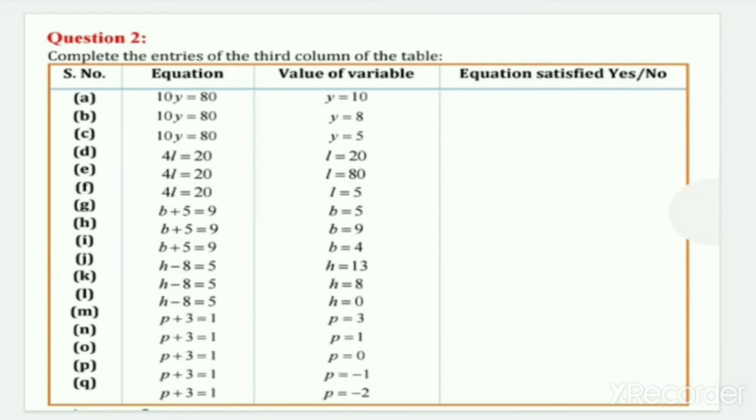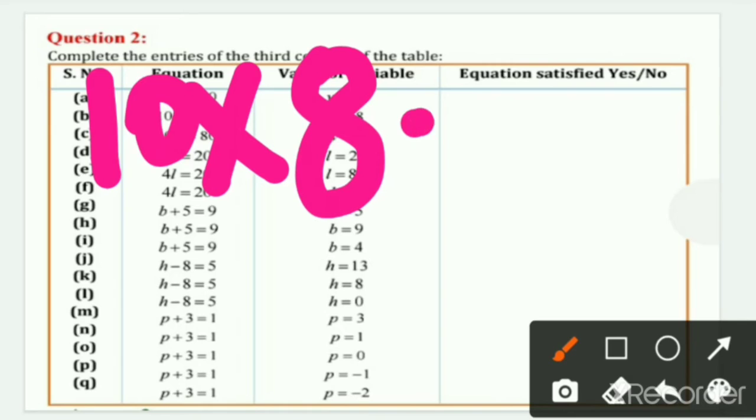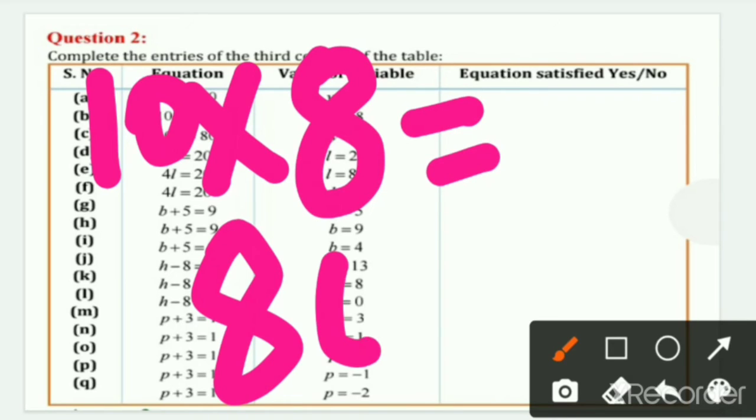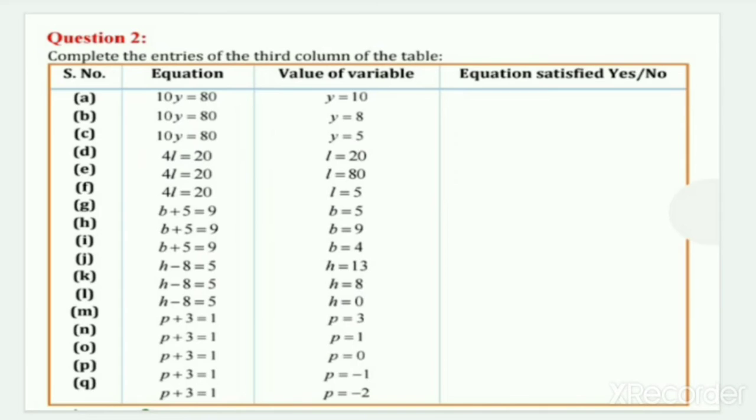Now moving to the B part, we have 10y is equal to 80. What is y given here? It is 8. So 10 times 8 is 80, and 80 is already given on the right hand side. So the equation is satisfied. So it is a big yes.